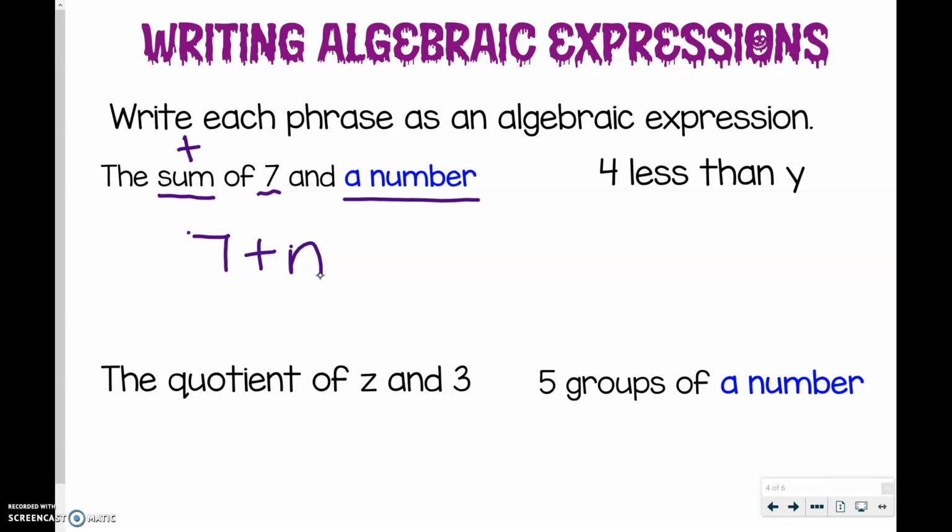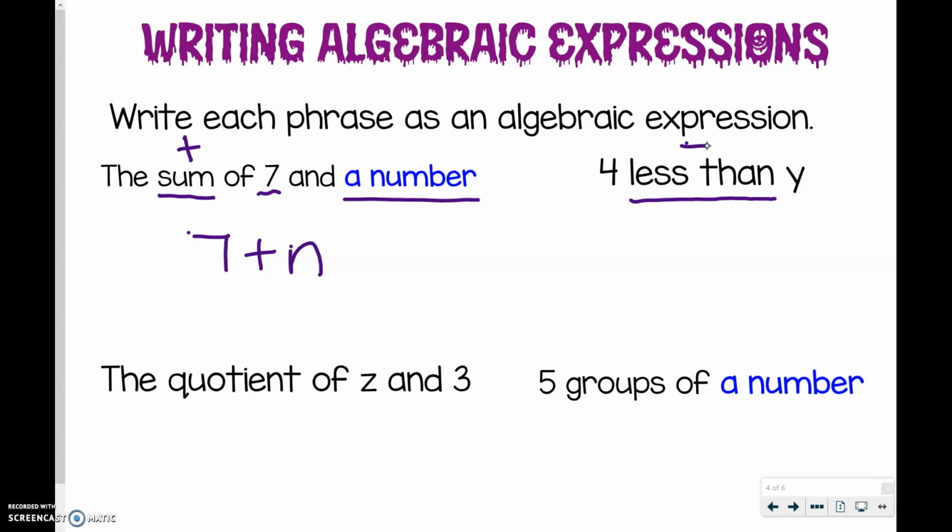So we have 4 less than y. So "less than" are our key words here. And if you think back to our words, that means subtraction. But be really careful with subtraction because the order does matter. Not with addition, but with subtraction and division, it does. And so you have to be very careful of what you're thinking about.